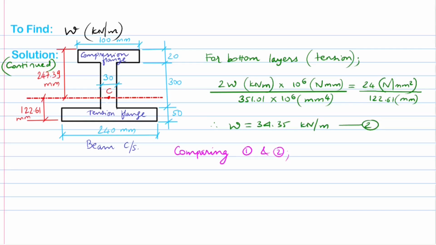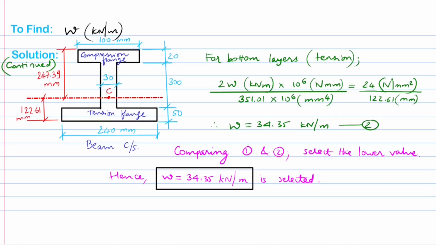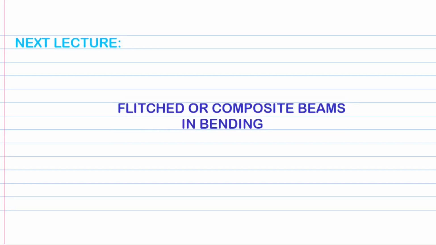The lower value of the two is selected, that is 34.35 kilonewtons per meter, so that the stresses are within the permissible limits. In the next lecture, we shall understand the theory on flitched or composite beams in bending.